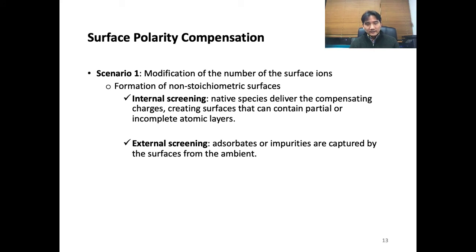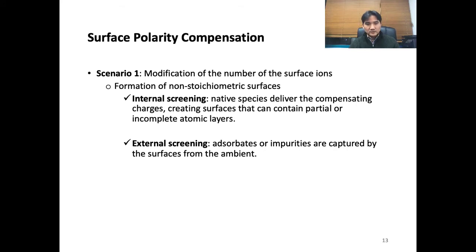So with that in mind, let's move on to surface polarity compensation. There are basically two scenarios. The first scenario is modification of the number of the surface ions. So this is formation of non-stoichiometric surfaces, because stoichiometric ones may have polarity. So we need to change the ratio of plus and minus so that we can compensate the surface. In that case, we have two mechanisms in competition.